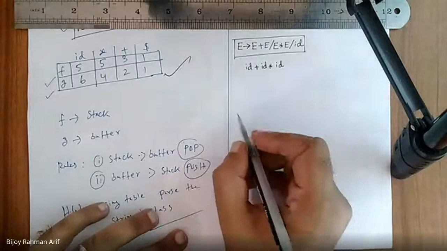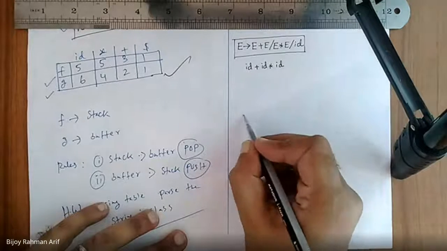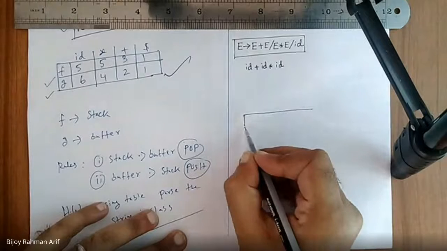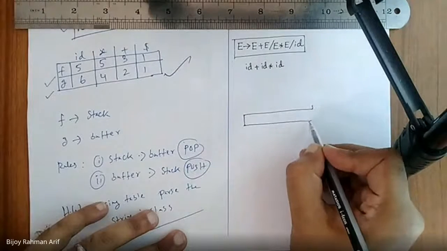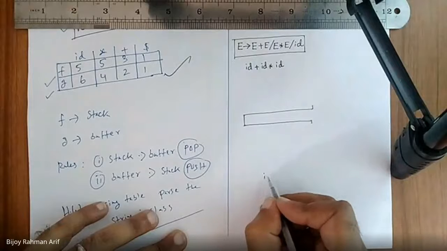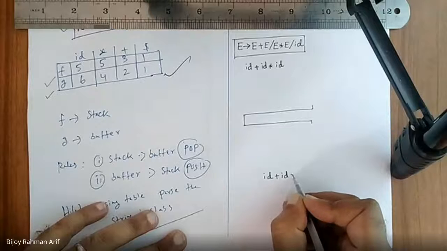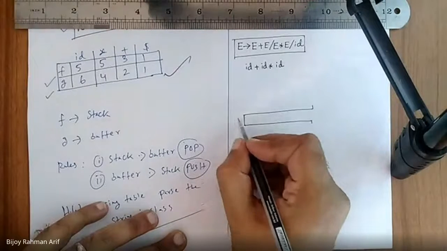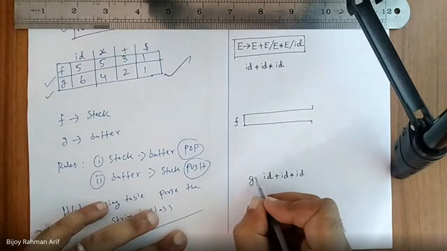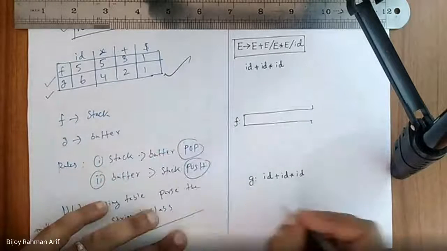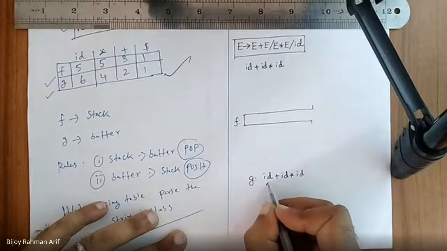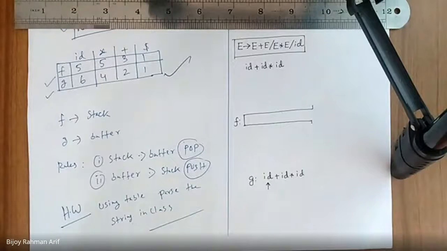So we have a stack. Let's write it over here for creating the parse tree. This is my F. This is my G. F is my stack and G is my buffer. Initially, I'm pointing to the first letter in the buffer. Is it clear to you guys? Yes, sir.